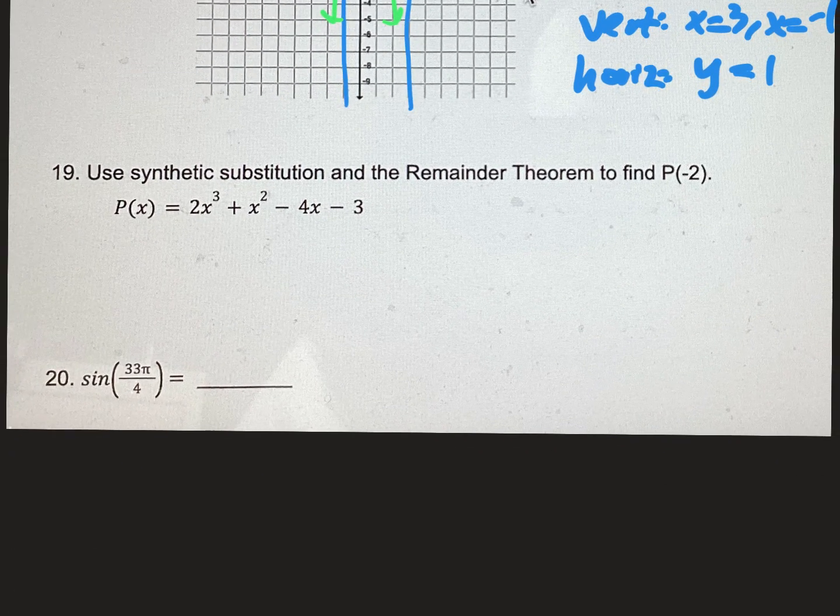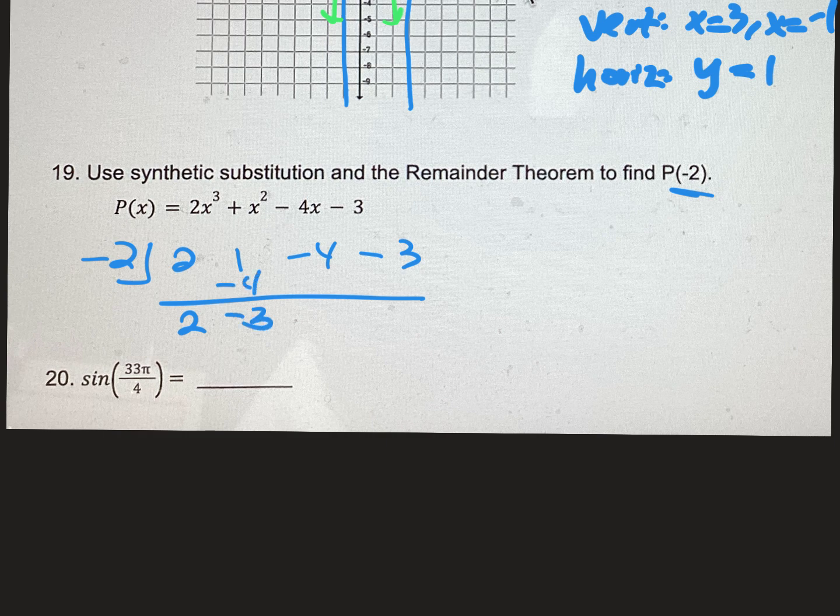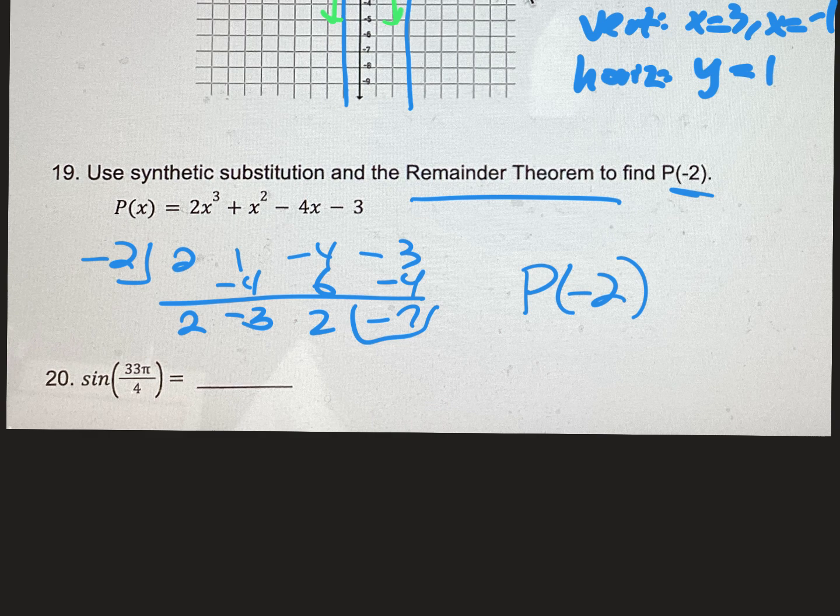Okay, number 19, use synthetic substitution. You got to show me synthetic substitution. If they tell you p of negative 2, put negative 2 in the box. Watch out for zeros. There's not any zeros here. Let's go through here. Bring the 2 down. Negative 2 times 2 is negative 4. Add them up. Multiply, add them up. Multiply, add them up. Now remember, it's called the remainder theorem because the answer is the remainder. Make sure you write your answer this way. P of negative 2 is negative 7. And there you go. Just got to do the division, find the remainder. That's all there is to it.